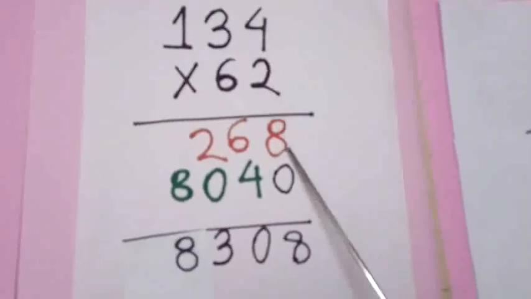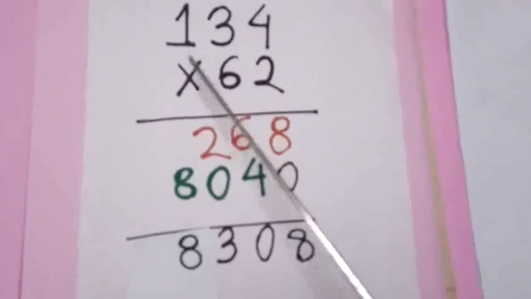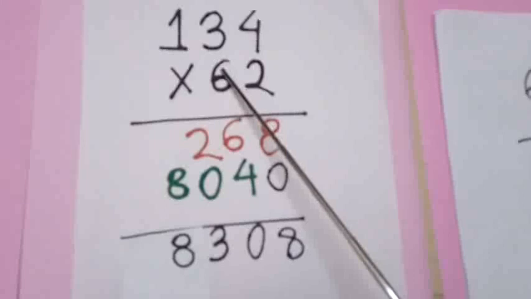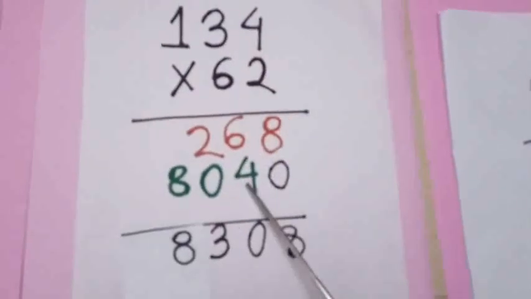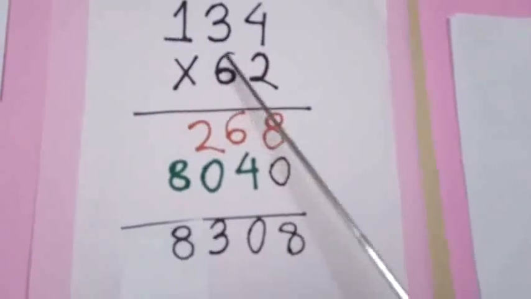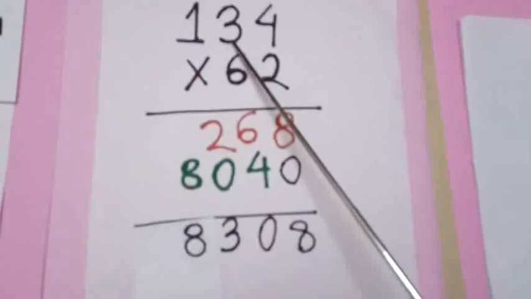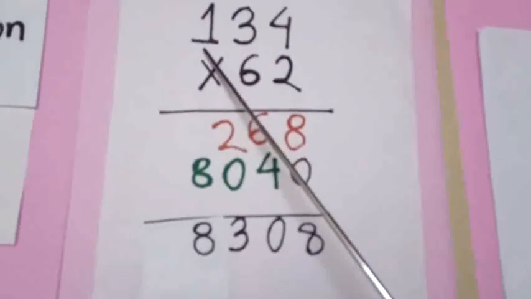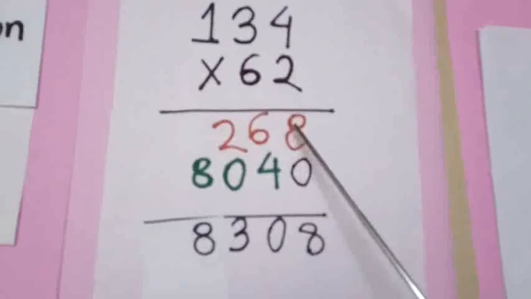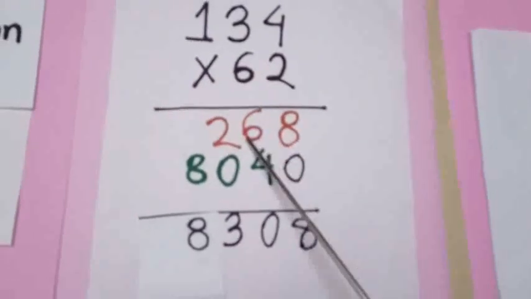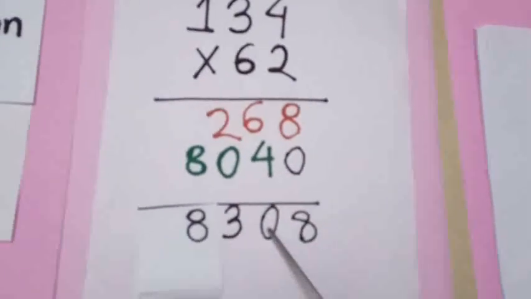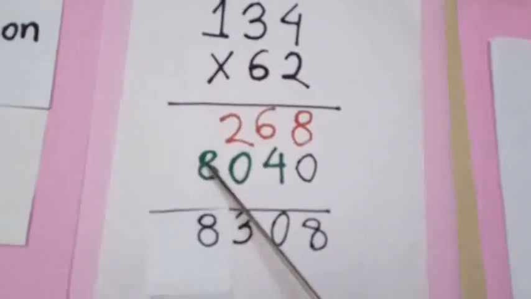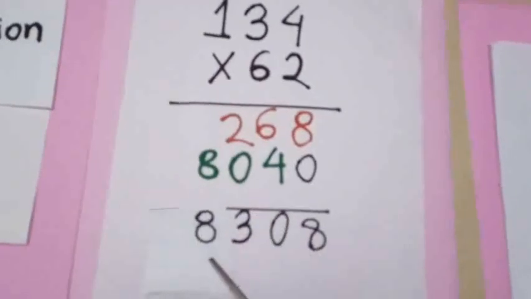Then 2 fours are 8, 2 threes are 6, 2 ones are 2. Put 0 for the tens position. 6 fours are 24, carrying 2. 6 threes are 18, 18 plus 2 is 20, 0 carrying 2 again. 6 ones are 6, 6 and 2 is 8. 8, 0, 8, 6 and 4 is 10, hand in 1, carrying 1, 2 plus 1 is 3, 8 plus nothing is 8.